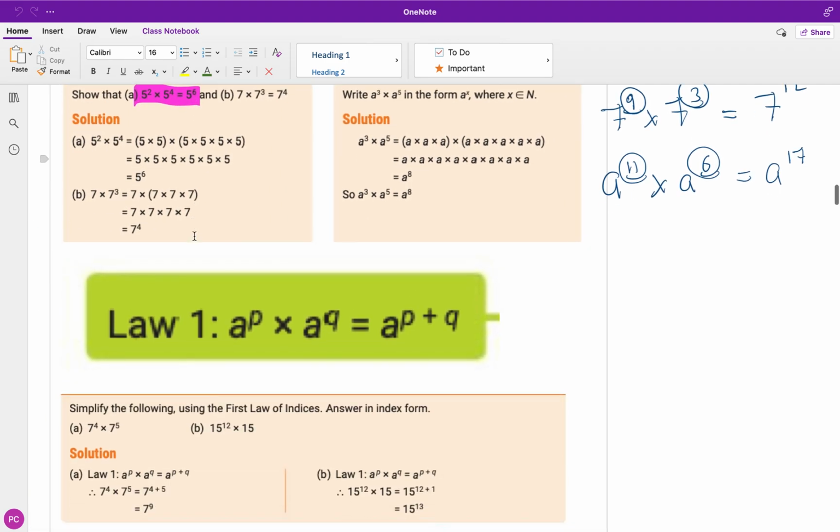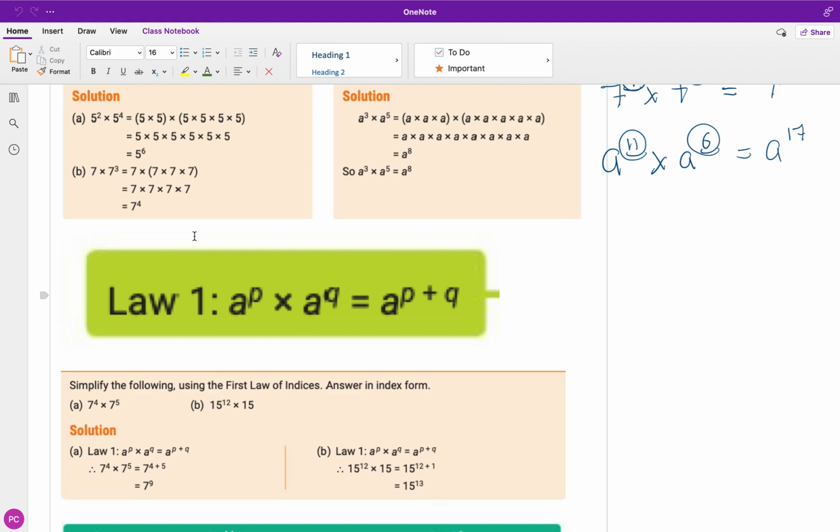So it's put down here as the law. a to the power of p by a to the power of q gives you a to the power of p plus q. So whatever p is, if p is 6 and q is 2, it's going to be a to the power of 8. That's what the first law of indices means. So if you have something to the power of something by something to the power of something, whatever that something is, you add them together.